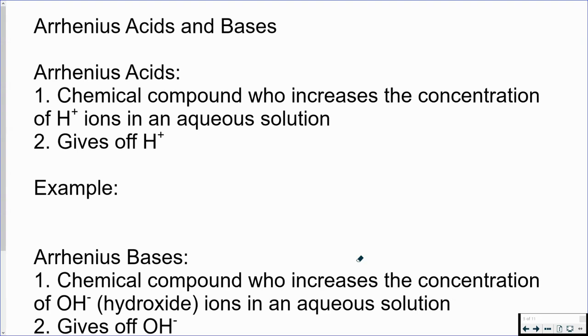We're going to talk about the two different theories, or types, of acids and bases. First we're going to talk about Arrhenius acids and bases. These are compounds that increase the concentration of H+ in the form of an Arrhenius acid. Examples of Arrhenius acids would be HCl, HBr, or HI.